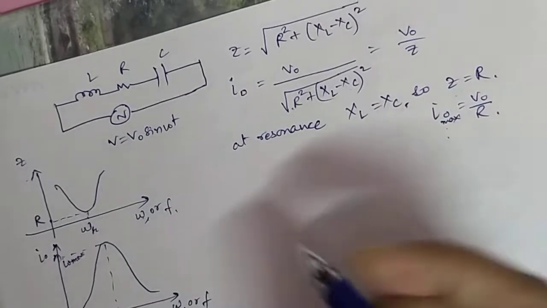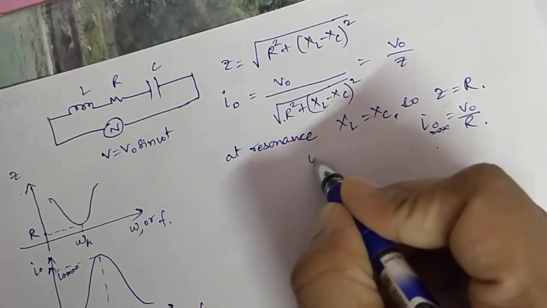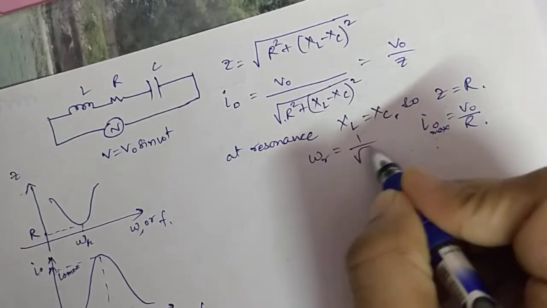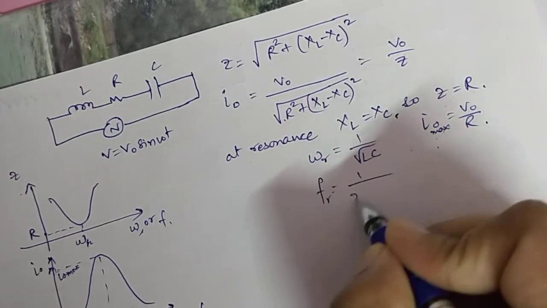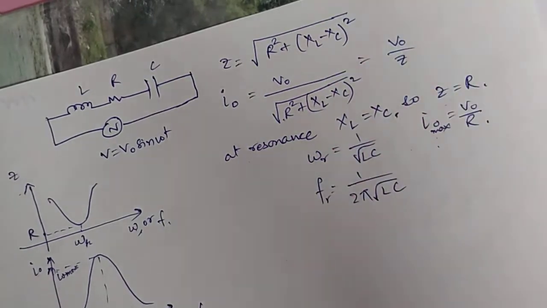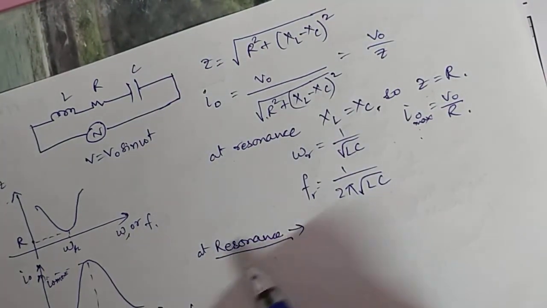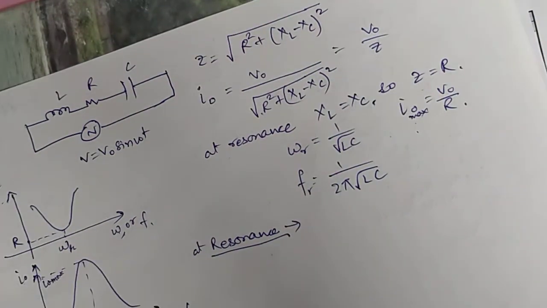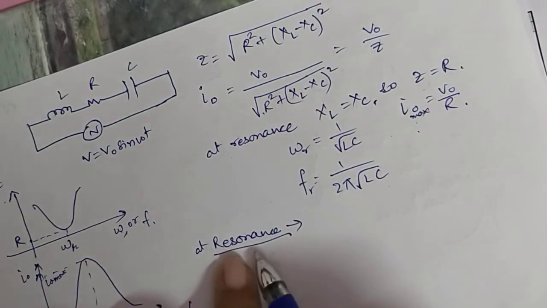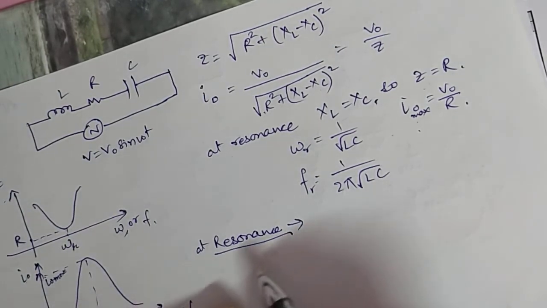And what is the value? We calculated that when XL is equal to XC, we get omega R, which is equal to 1 by root LC, or the frequency FR will be equal to 1 by 2 pi under root LC. So at resonance, children, we know from 11th standard that resonance occurs when the natural frequency is equal to the driving frequency.